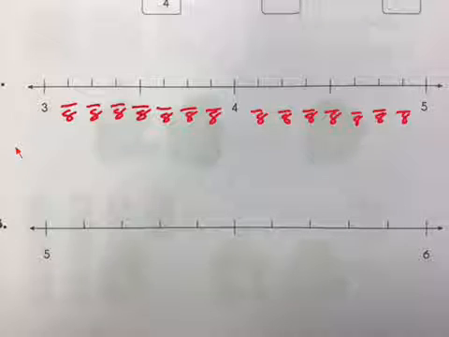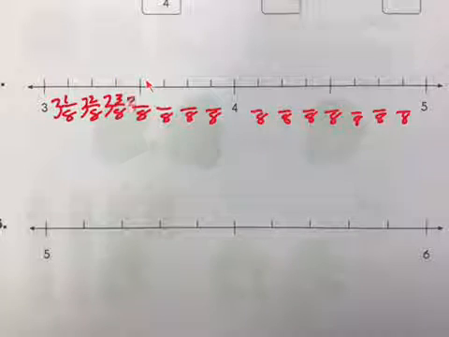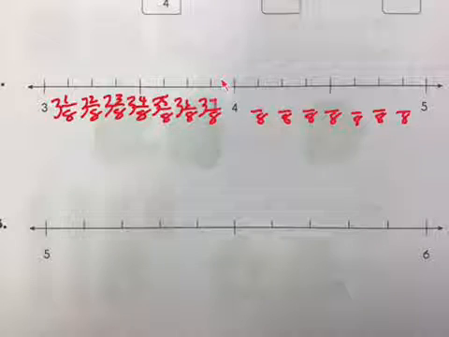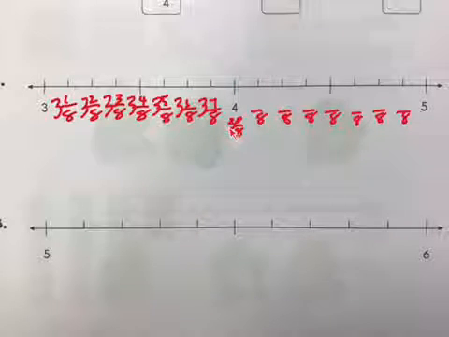So now we just start at 3 and we start counting up. So 3, this first line would be 3 and 1/8. The next line would be 3 and 2/8. The next line would be 3 and 3/8, 3 and 4/8, 3 and 5/8, 3 and 6/8, 3 and 7/8, 3 and 8/8, and we know that 8/8 is one whole, so 3 plus 1 whole would be 4, so we're on the right track.